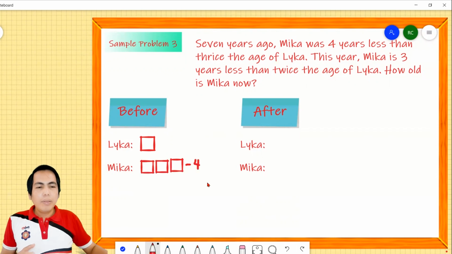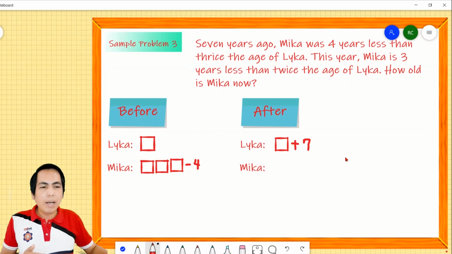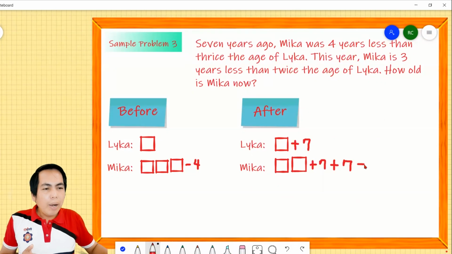If this box represents the age of Laika 7 years ago, the age of Mika was thrice, so 3 boxes, less than 4. Now, 7 years after, meaning to say that both ages have increased by 7. So Laika's age 7 years after can be represented by this box plus 7. Now, Mika's age 7 years after is 3 years less than twice the age of Laika. So twice, so we have to double this box and double 7. So we have 2 boxes plus 7 plus 7, 3 years less, minus 3.